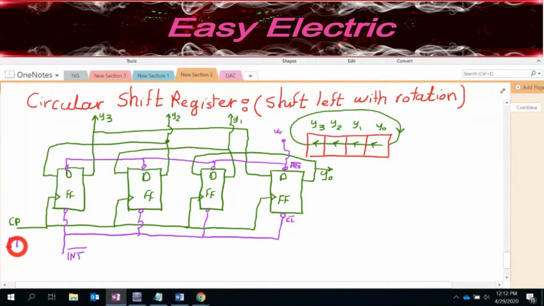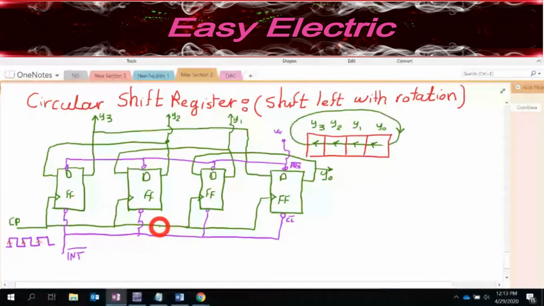So if this is your clock pulse, and it is sensitive to the rising edge, whenever it moves from 0 to 1, right? Whenever you see the first rising edge, this is what happens: whatever you have here moves to y0, whatever you had in y0 moves to y1, whatever you had in y1 moves to y2, and whatever you had in y2 moves to y3.